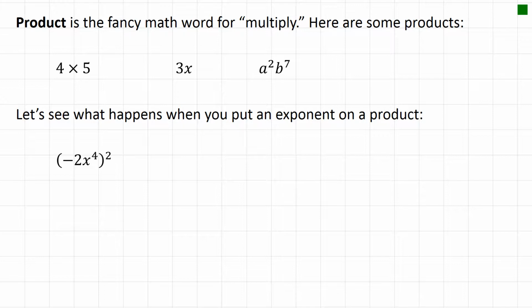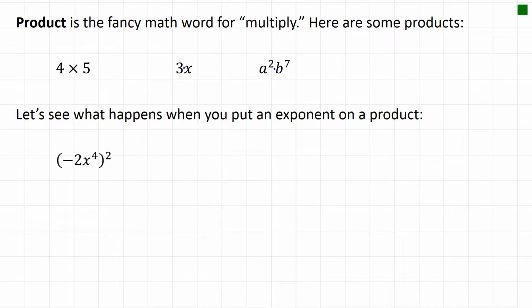4 times 5 is a product. 3x is a product. Even though you don't see a multiplication sign, it's right there between the 3 and the x. And a squared b to the 7 is also a product. Again, just because you don't see it, it's right there between those two powers.